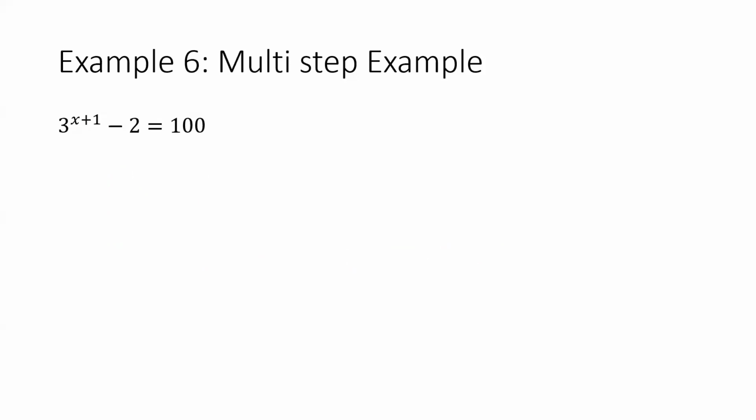Let's get a little harder. Okay. So what we need to do here? We need to get our x by itself. Okay. So the first thing we're going to do is get rid of our 2. We're left with 3 to the x plus 1. And we're going to add 2 to this side, correct? And we're now at 102.